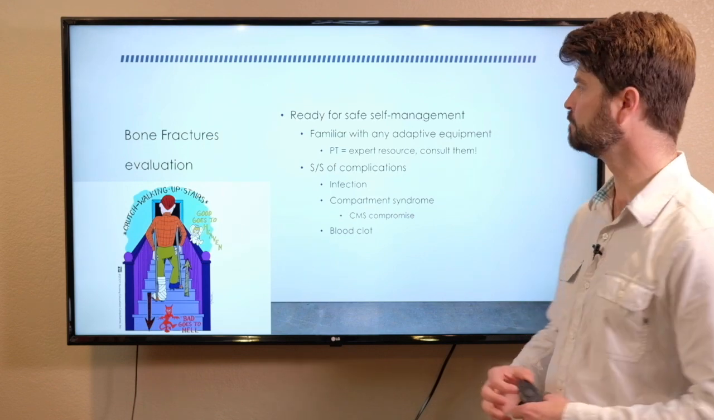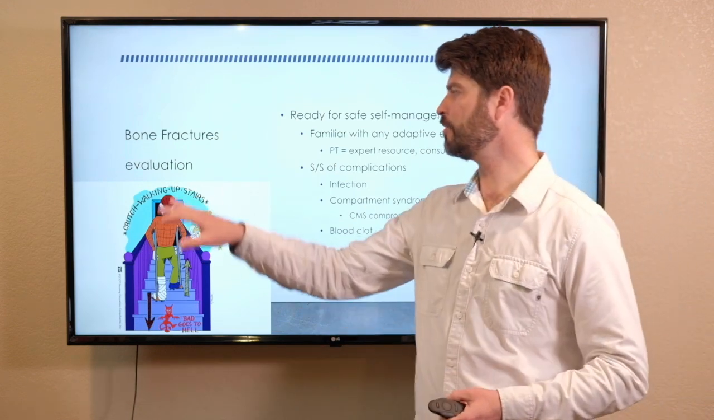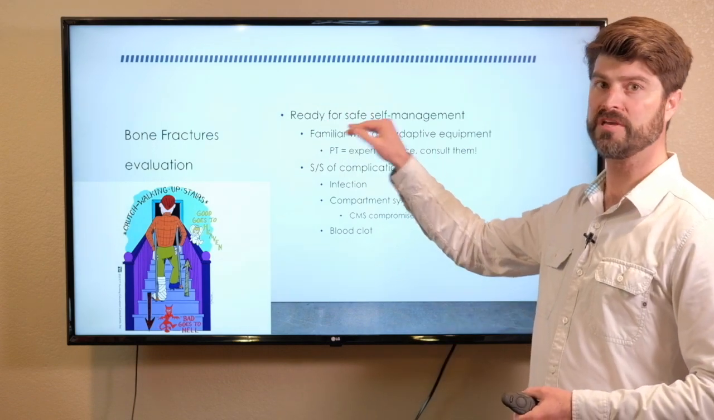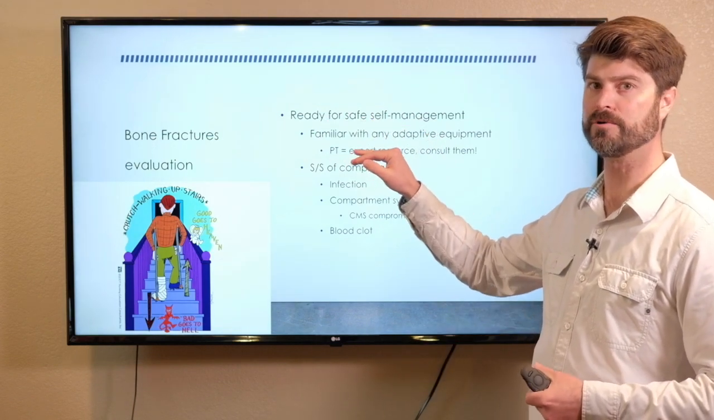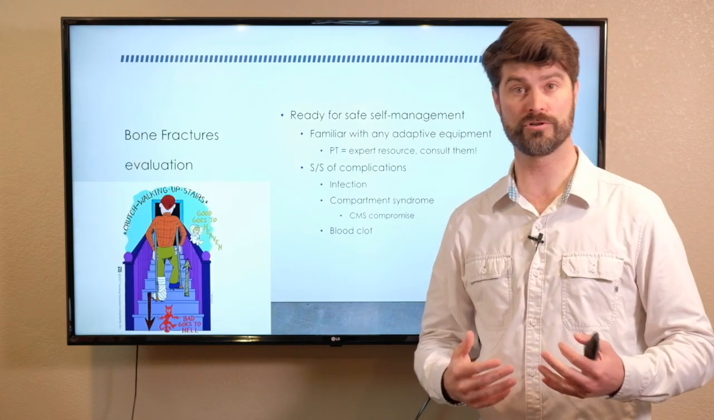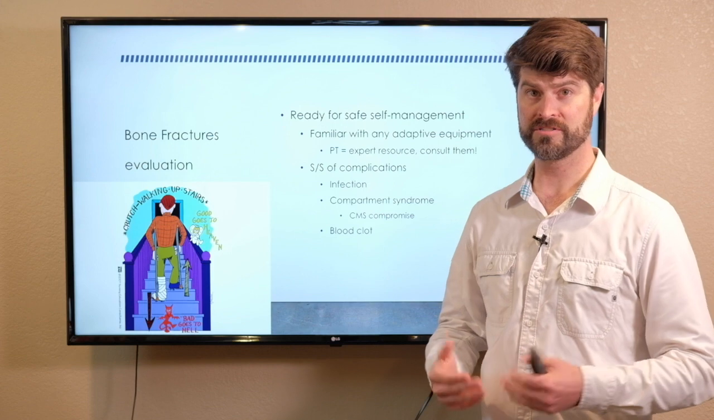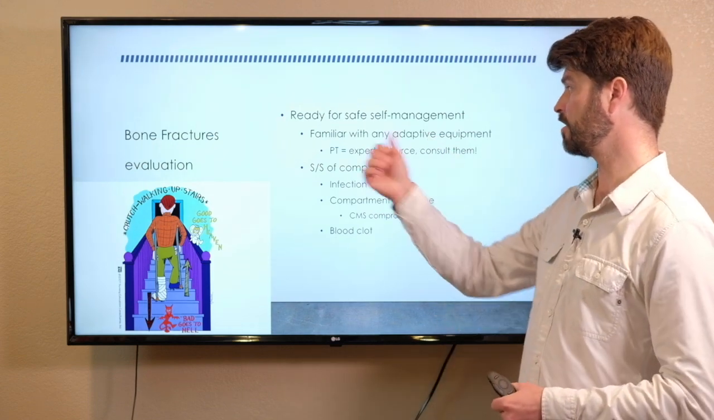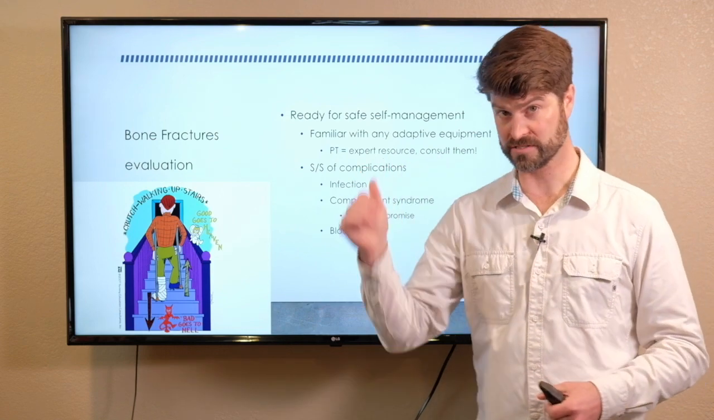Whew, that was gross. So for evaluation, things we want to look out for, make sure our patient is ready to be as independent as possible when they leave that acute care environment. So after their surgical repair or whatever repair is done to fix their fracture, can they be as independent as possible? Part of that is adaptive equipment.